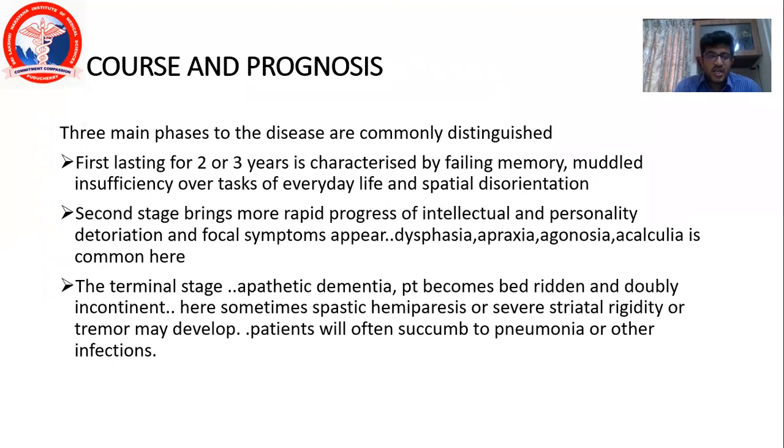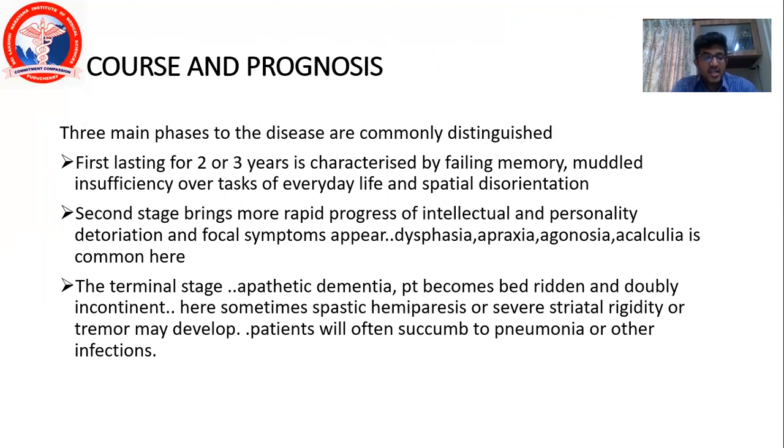Course and prognosis. The first stage, lasting 2 to 3 years, is characterized by failing memory, muddled insufficiency of a task of everyday life, and spatial disorientation. The second stage brings more rapid progress of intellectual and personality deterioration, and focal symptoms appear like dysphasia, apraxia, agnosia, calculus is common here. The terminal stage is an apathetic dementia.